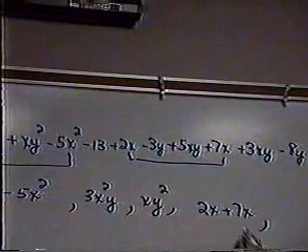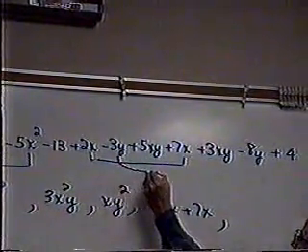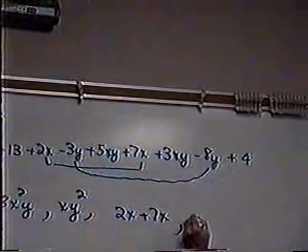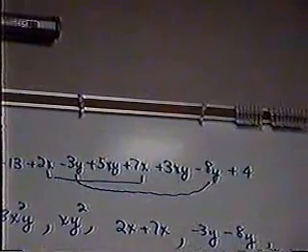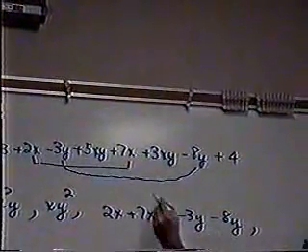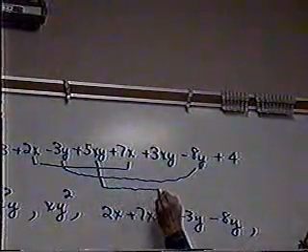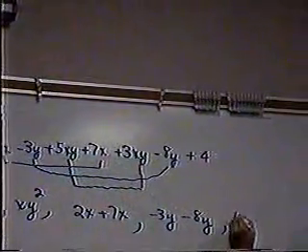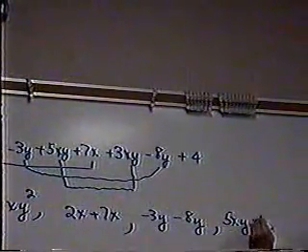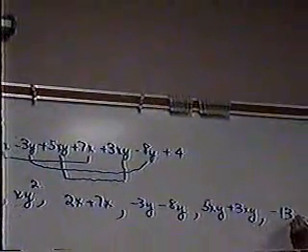All right. What else is the same? Here we have a minus 3y and a minus 8y. And then we have some bananas. Okay, we have an xy and an xy. So we have a 5xy and a 3xy. And we have a minus 13 and a 4.